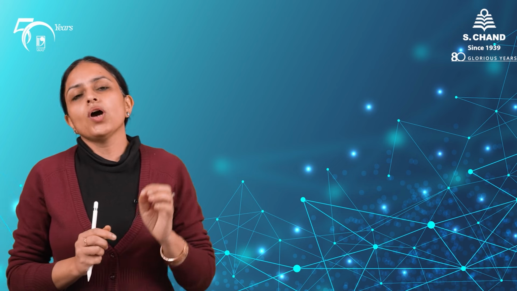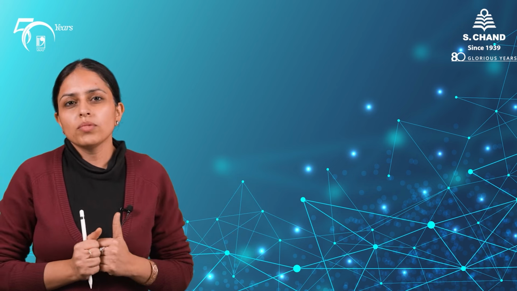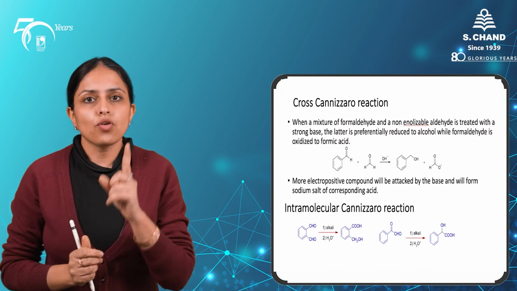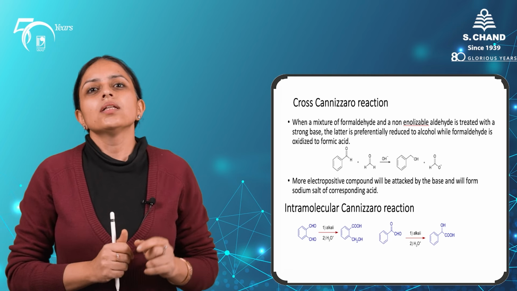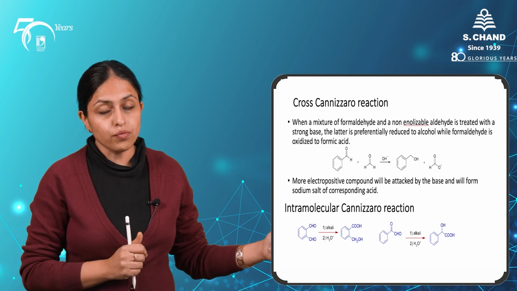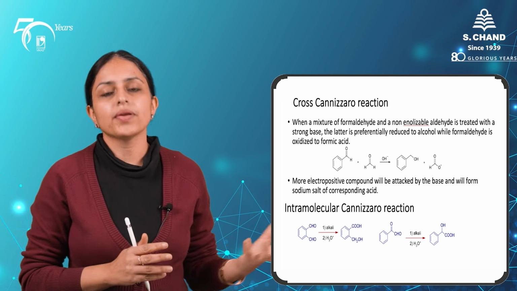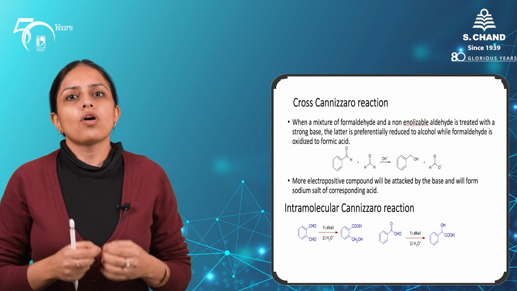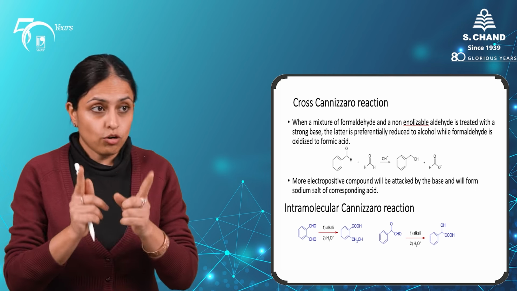So for example, if you have benzaldehyde reacting with formaldehyde, which one do you think will form the alcohol and which one will form the salt of the carboxylic acid? It is formaldehyde which will form the salt of the carboxylic acid. Why? Because the carbon of formaldehyde is more electropositive as compared to the carbon of benzaldehyde, because it has a phenyl ring attached to it. So formaldehyde will give you the salt of the formic acid and benzaldehyde will form benzyl alcohol.